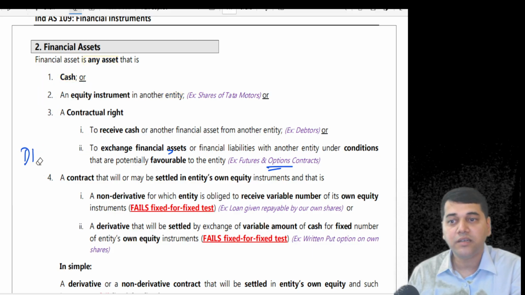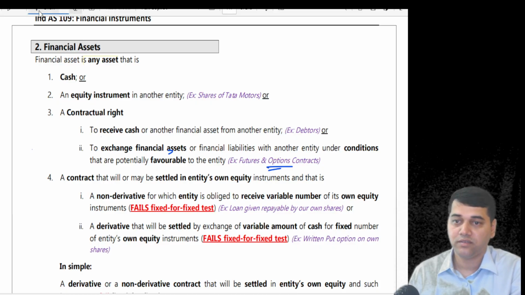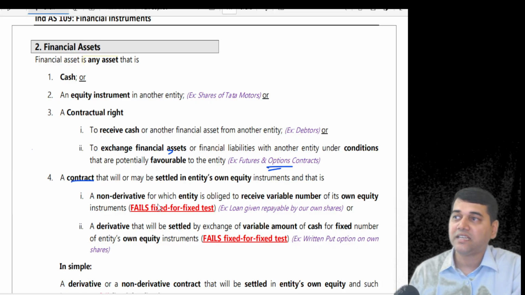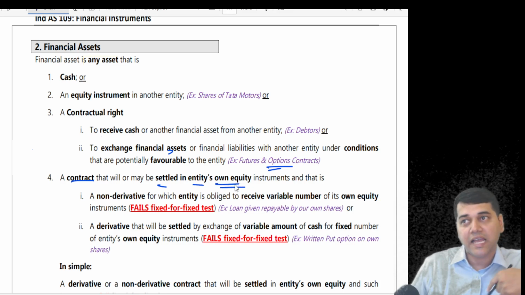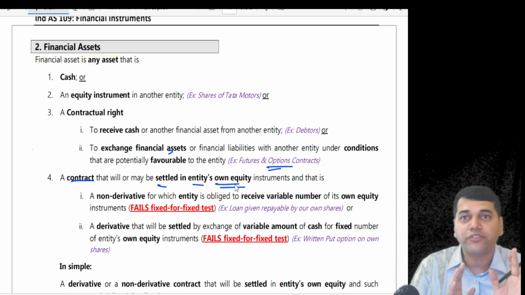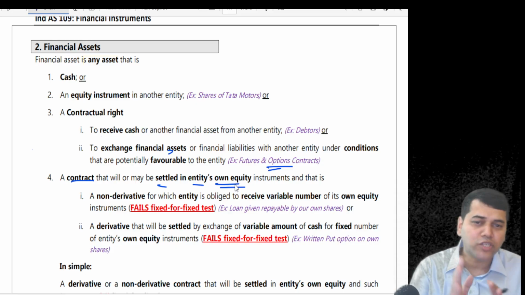Now comes the another major question. And next thing, a contract that will be settled in entity's own equity instrument. That means it's my shares only, it's going to get settled. And this is the most confusing definition.